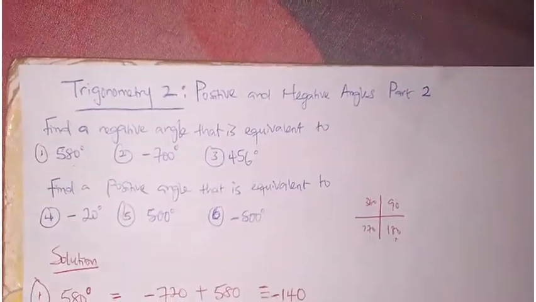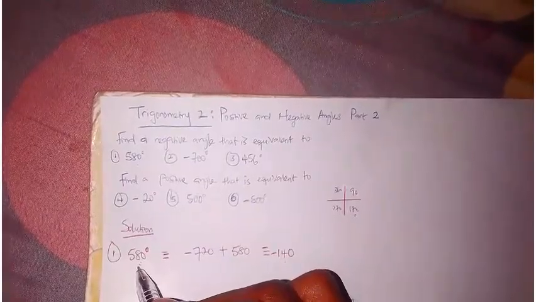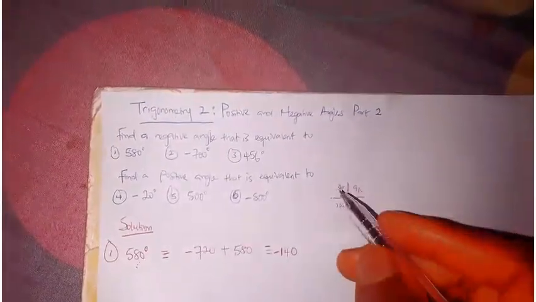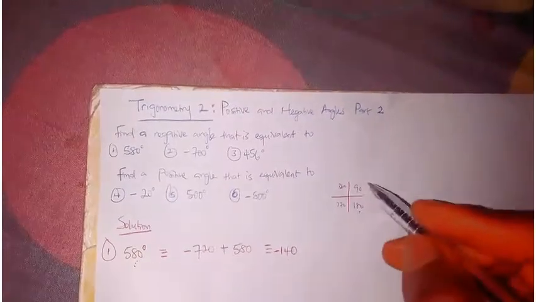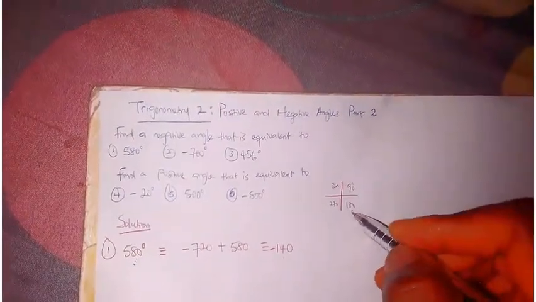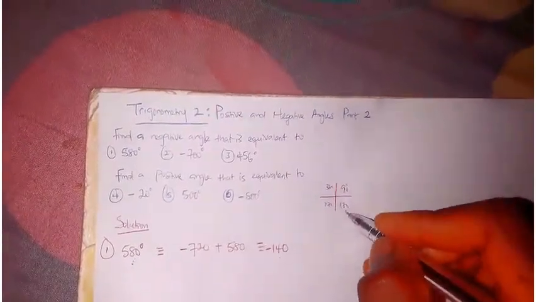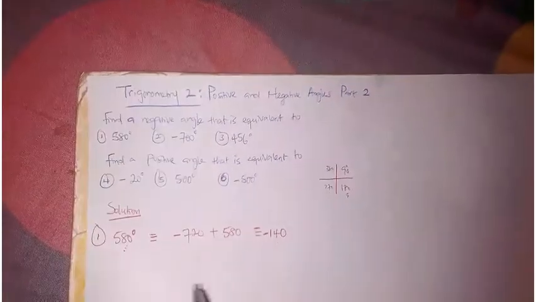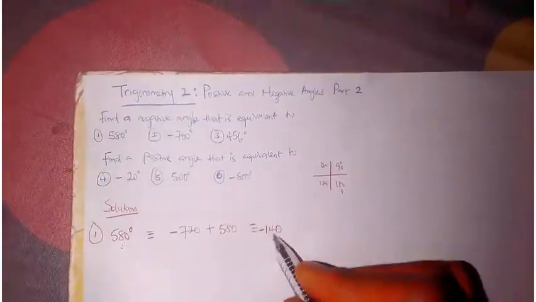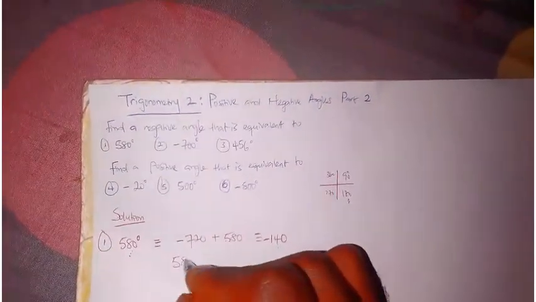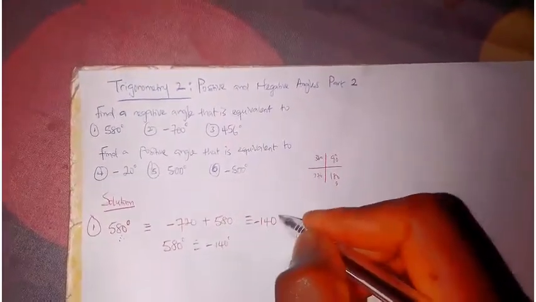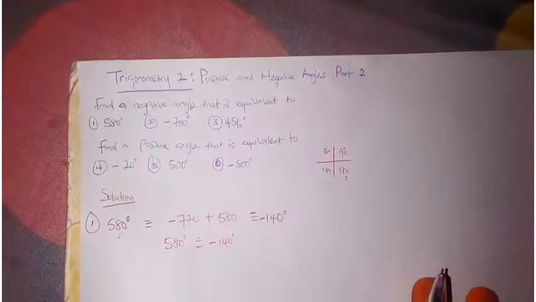So automatically 580 will be on my third quadrant. How do I get that? 580 minus 360 gives us 120, and this is in the second quadrant. So 120 is also in my second quadrant. So it means 580 is equivalent to minus 140 degrees in terms of the negative value.